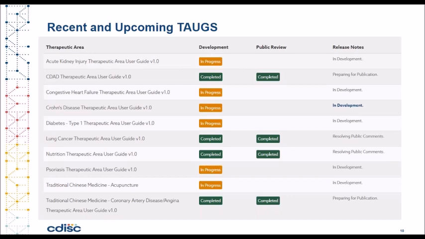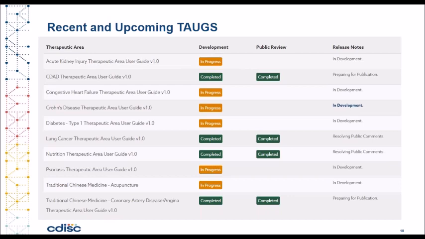The nutrition therapy one, I don't know what's happening with that. I haven't had much to do with that one at all. And the traditional Chinese medicine is also preparing for publication. This is the coronary artery disease part of Chinese traditional medicine. Some of these others, like the psoriasis, acute kidney injury, congestive heart failure, diabetes type 1, and Crohn's disease, are all in various stages of progress.